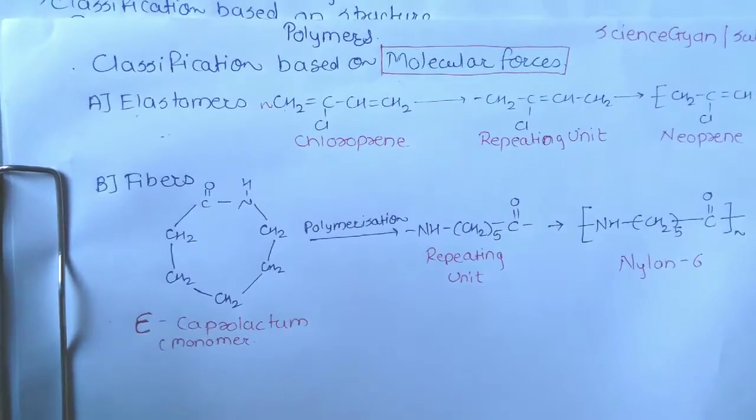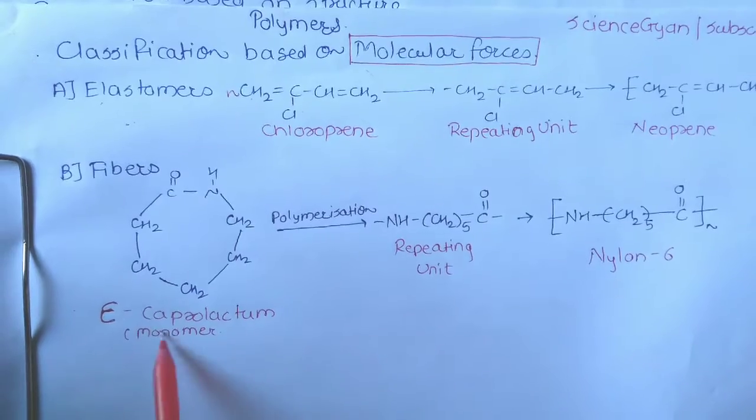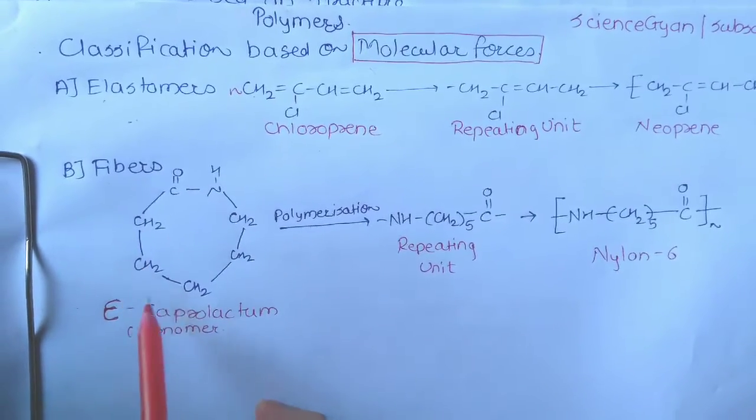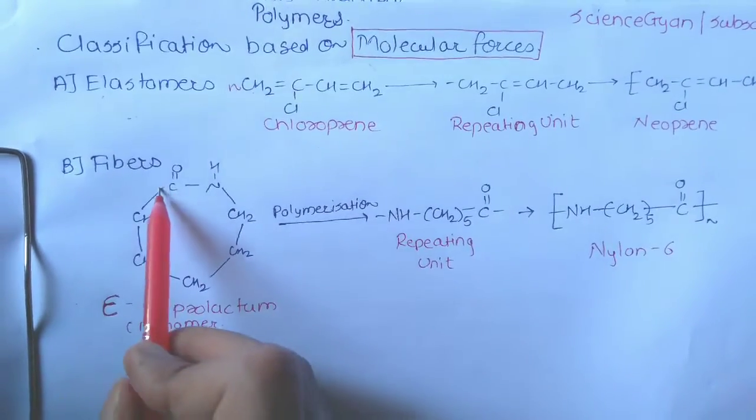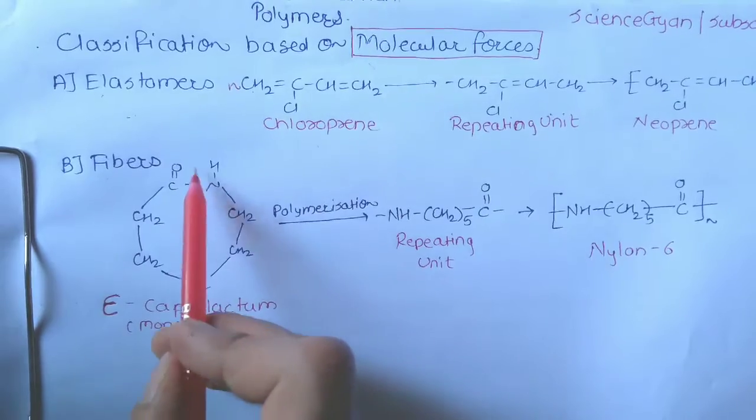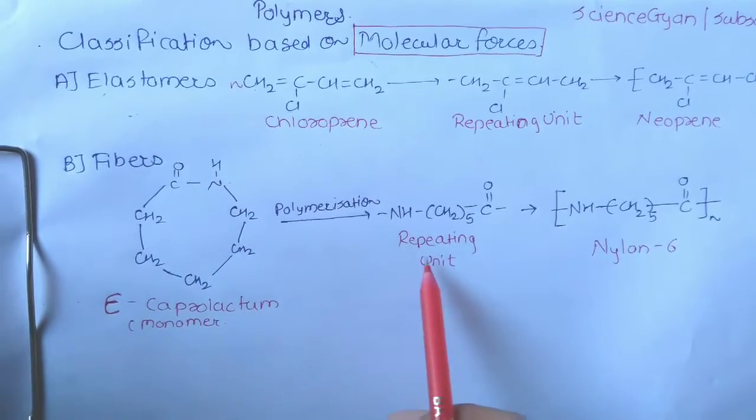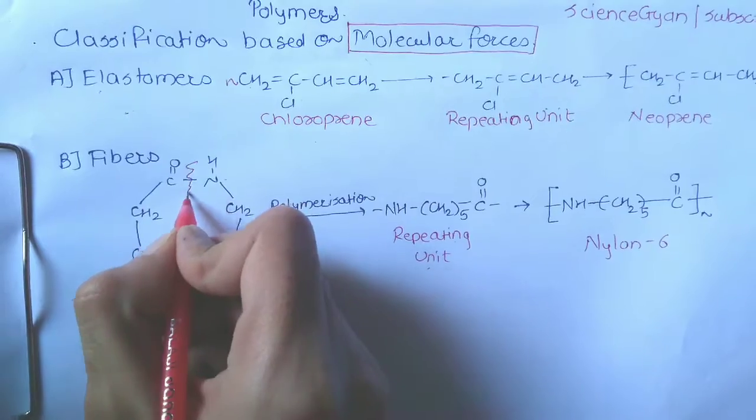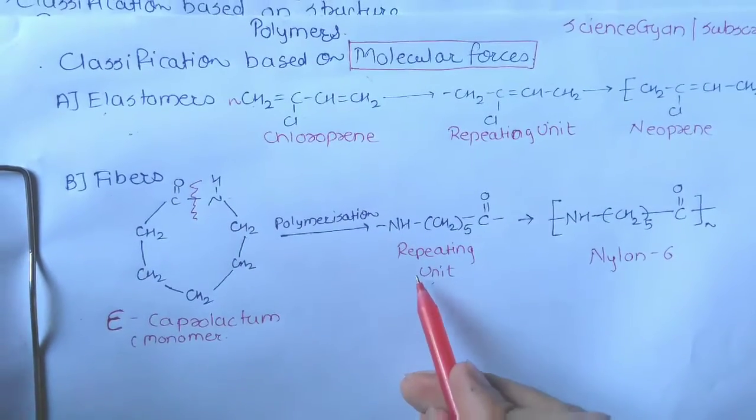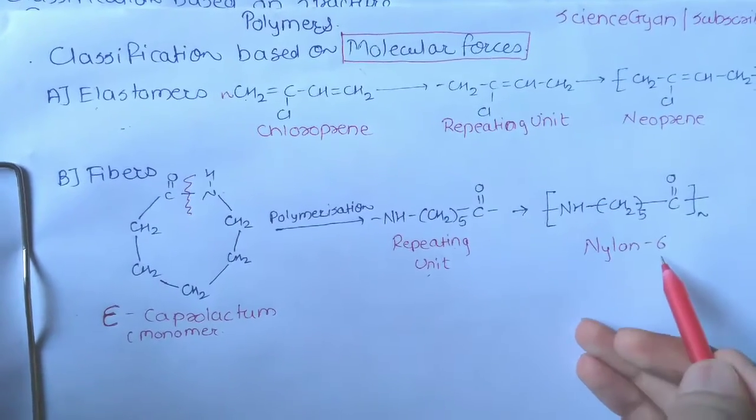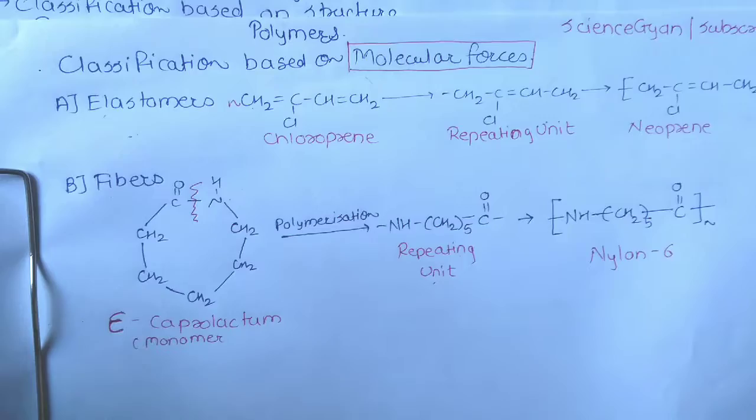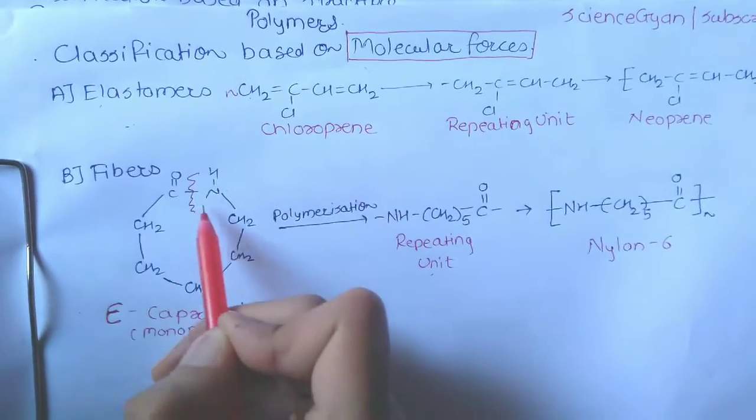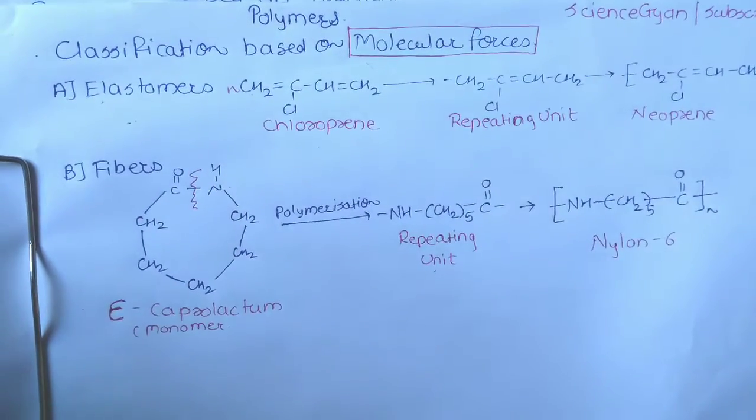So we will see a reaction. Basically, it is the structure of caprolactam. The bond between C and N is broken. Then we will get repeat units, and then we will get nylon 6. The bond is named peptide bond or amide linkage.